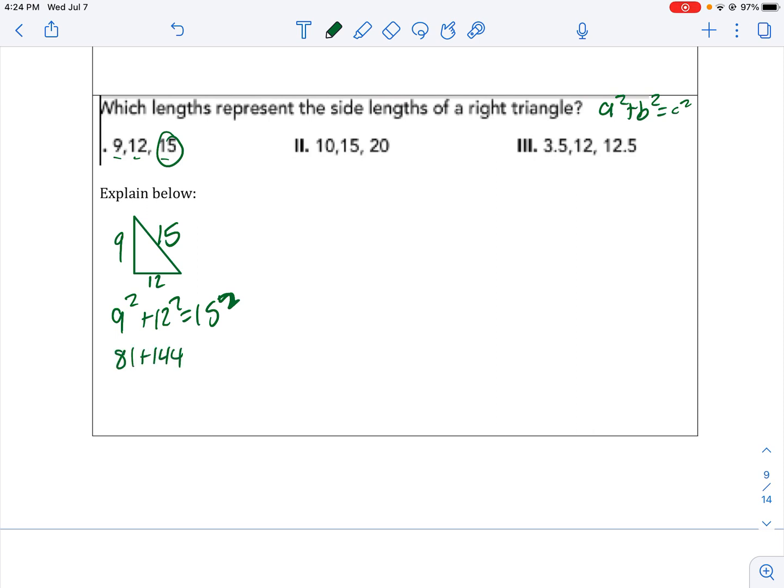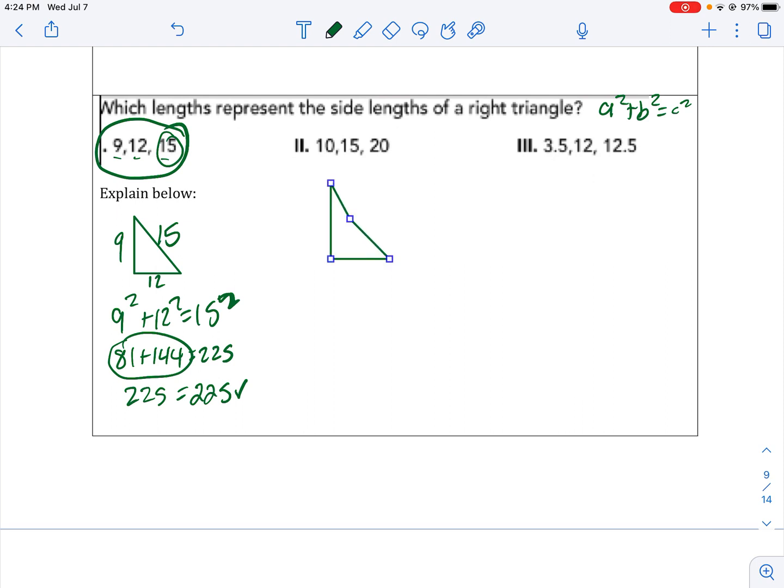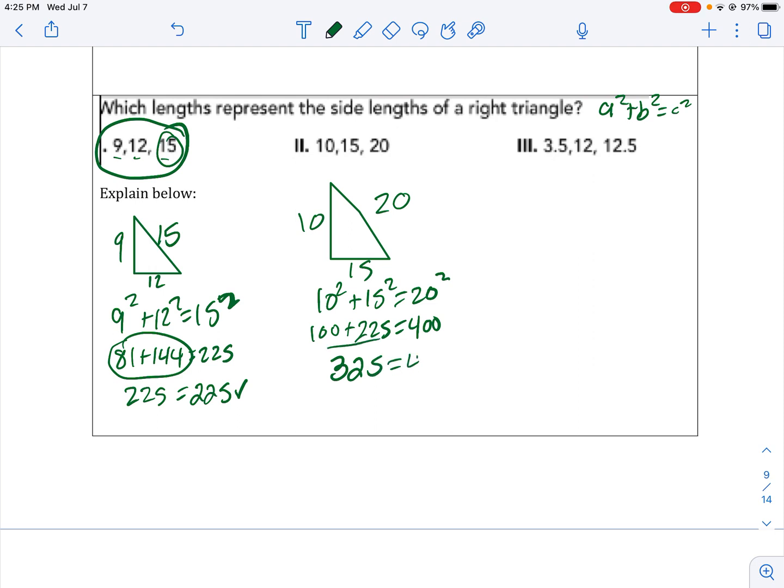81 plus 144 equals 225. So I need to add my terms on the left. 225 does in fact equal 225. So yes, this is a right triangle. Let's do the second one now. That is a poor right triangle. It's a sort of better one. We'll pretend it's good. 20 is my longest side. 10 squared is 100. Plus 225 should equal 400. 325, when I combine my terms on the left, does not equal 400, so that is not a right triangle.